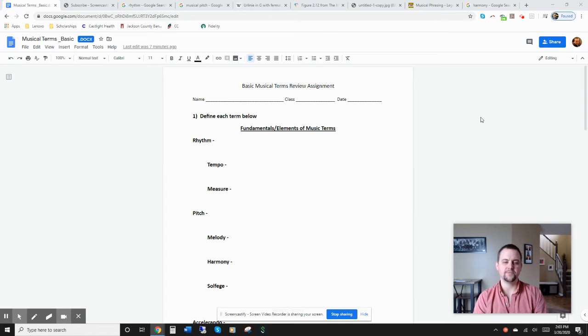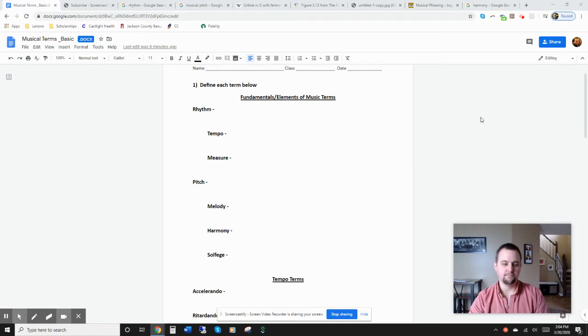Okay, in music, it tends to have a steady pulse or steady beat. That is your tempo, and the higher the number, the faster the tempo. Like 60 beats a minute is a slow tempo. 180 beats a minute is a really fast tempo. Okay, measure is an organization of beats or pulses.